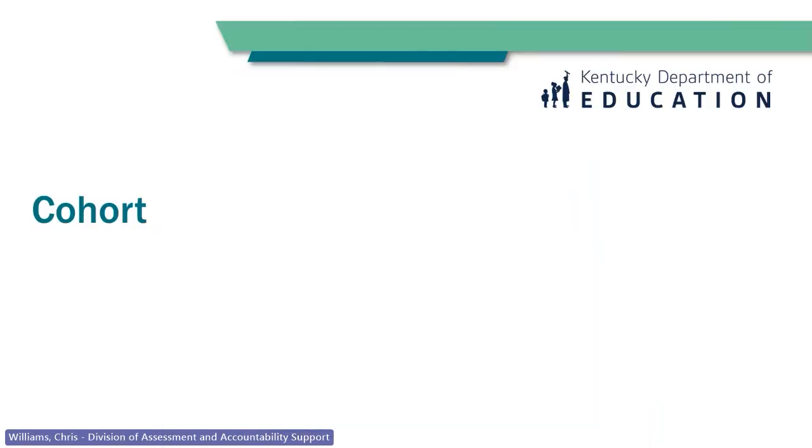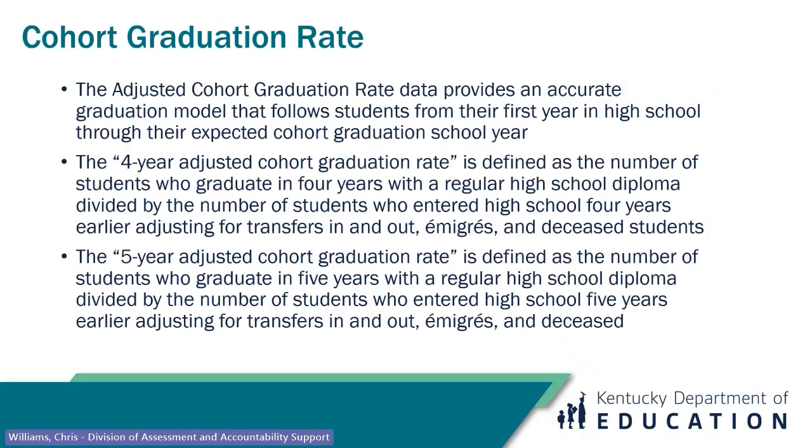in SDRR. So let's start with cohort. Cohort graduation rate. Let's look at that. Of course, this always follows the student from their first year in high school through their expected cohort graduation rate. And you have the 4-year and the 5-year cohort graduation rate. And here it defines what those, the 4-year and 5-year, are. Keep in mind, 4-year is what is currently, and 5-year is always lagged a year.